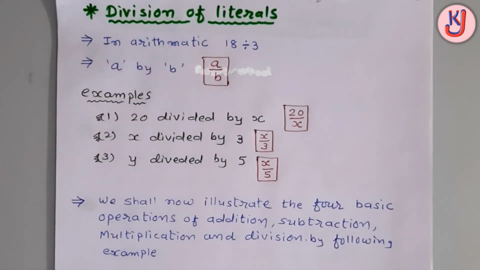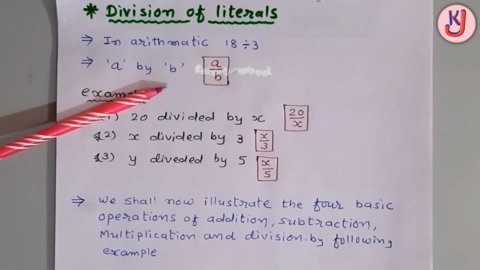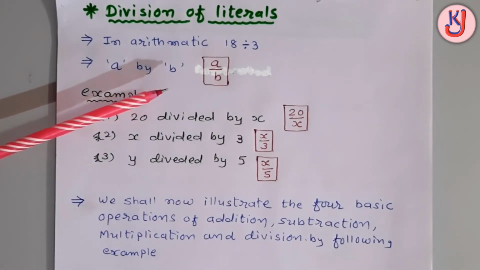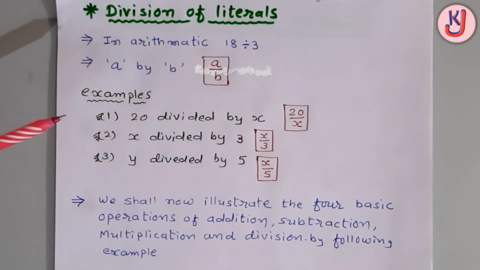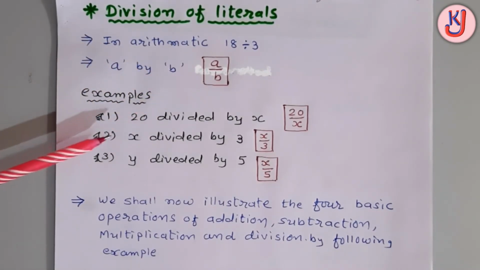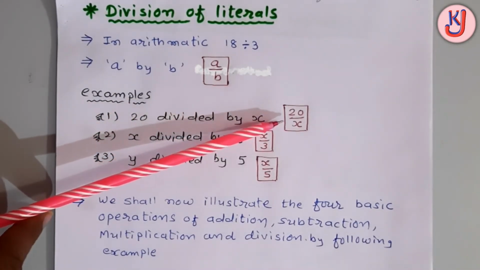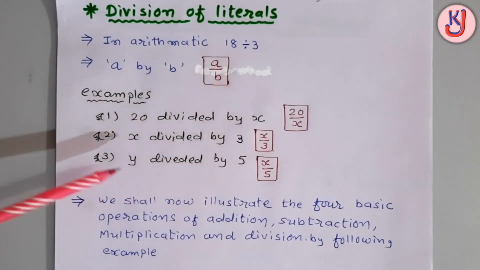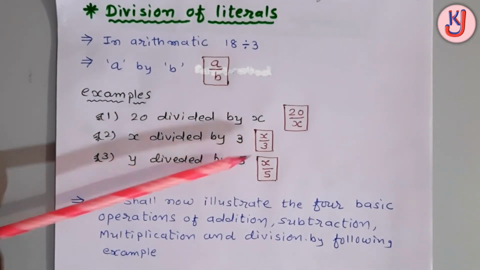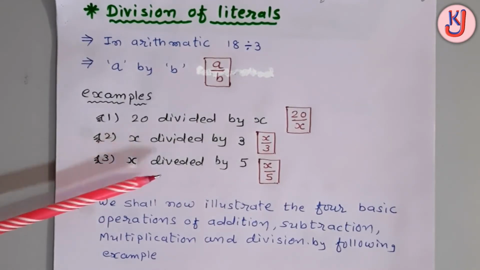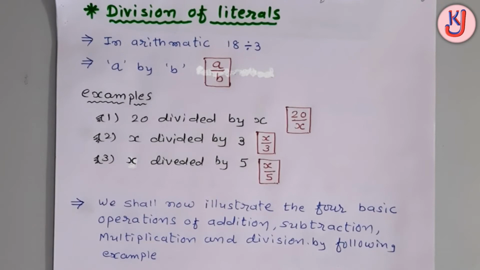In the case of literal numbers also, a divided by b can be written as a upon b. For example, 20 divided by x is denoted as 20 upon x, x divided by 3 means x upon 3, and x divided by 5 we can write as x upon 5.